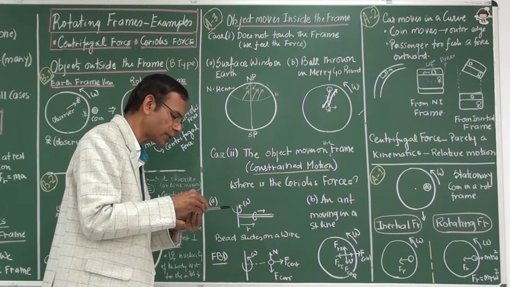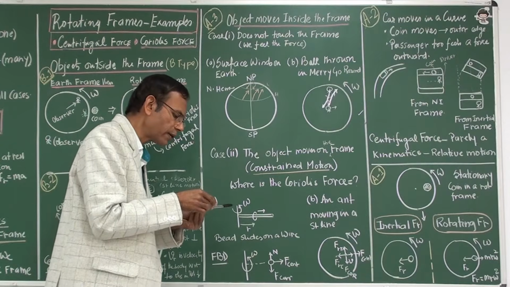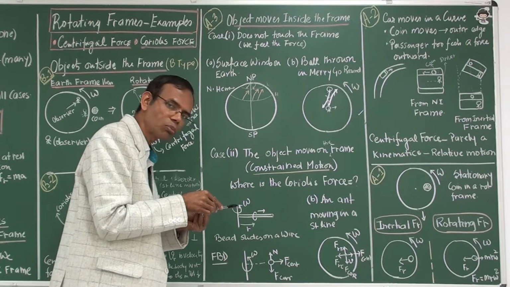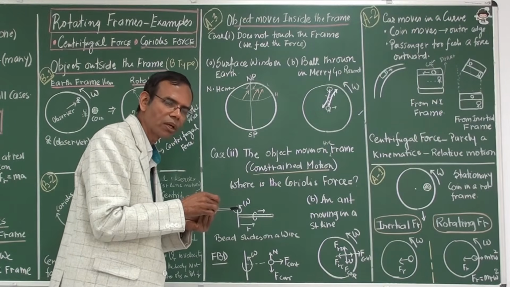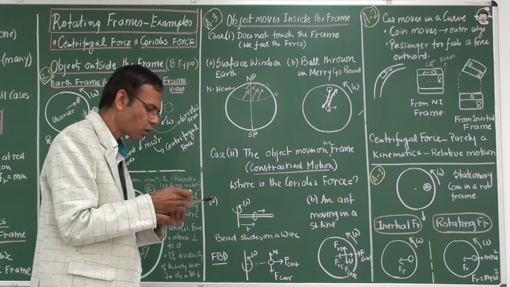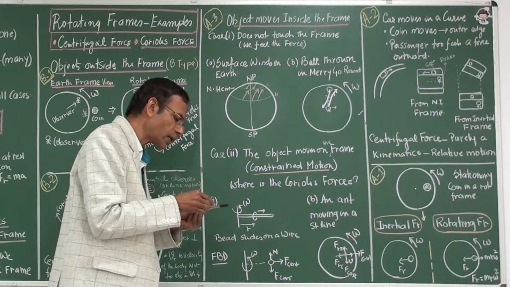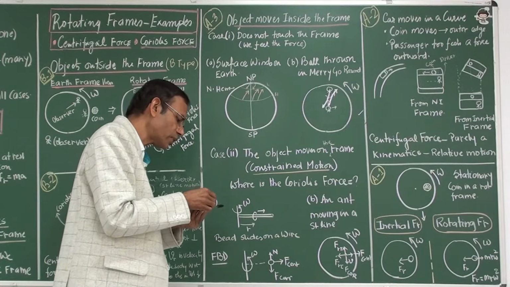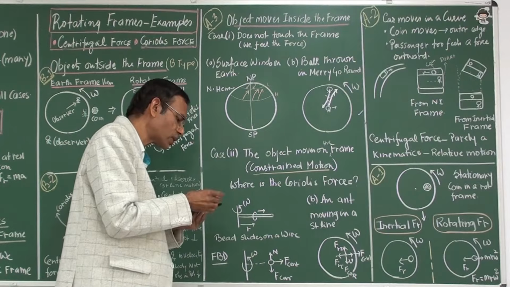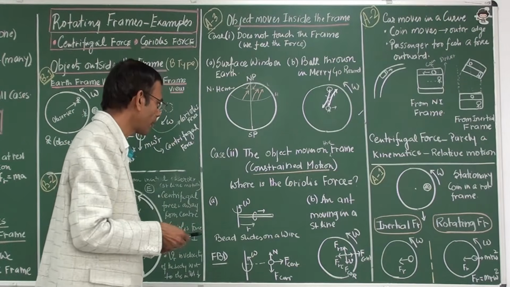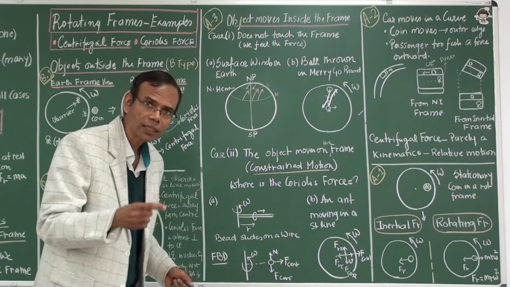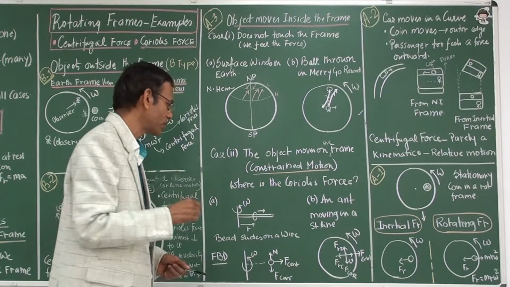It moves a little bit. Again it is moving like this, and it moves a little bit, because every time it has a tendency to move in a straight line. It doesn't want to change its direction, according to Newton's first law of motion. So as it is rotating, every time it moves a little bit in the straight line, and finally it moves in the outward direction. So that is how we see the effect from the inertial frame.